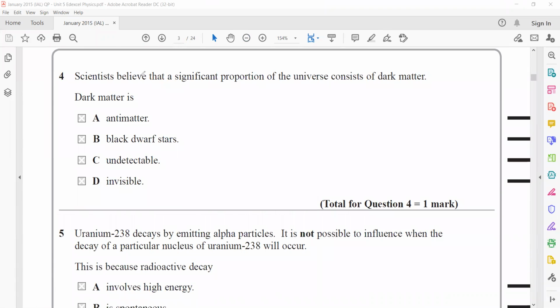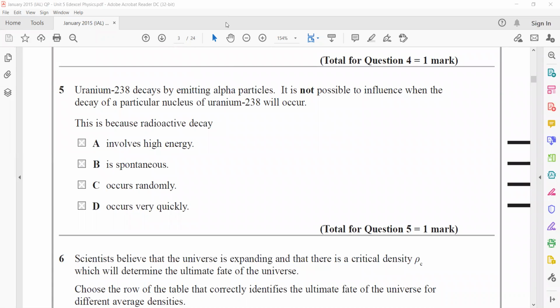Question 4. Scientists believe that a significant proportion of the universe consists of dark matter. The dark matter is not antimatter. It's not a black dwarf. It's not undetectable. It is invisible. We are not able to see it. So D is the right answer for this.